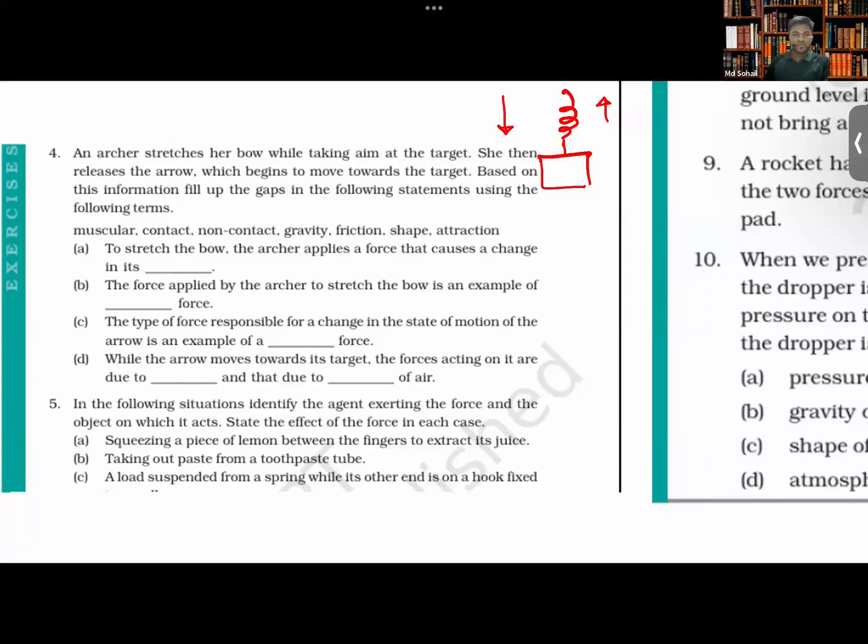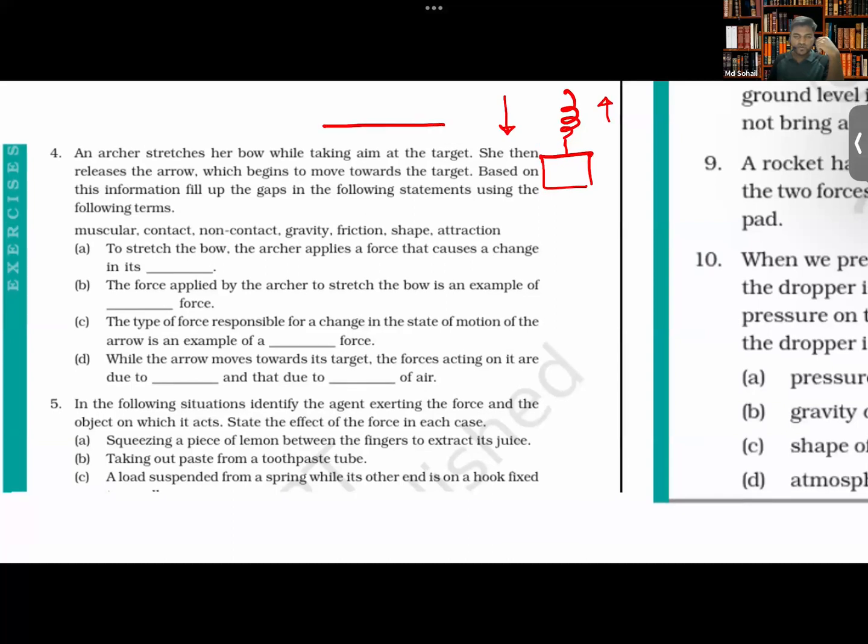An athlete making a high jump to clear the bar at a certain height. So here the athlete does what? This is, let's say, the feet of the athlete. While making the jump, the athlete is basically applying a force on the ground. Which force? Pull or push? The push. So basically, the athlete is trying to push the ground backward. So this basically allows him to jump over the bar, right?